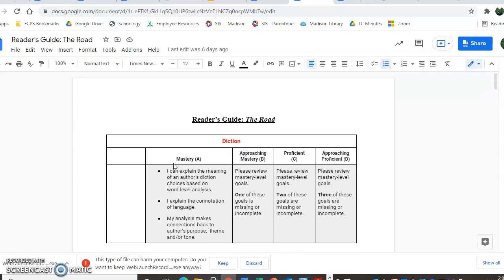So that is the Reader's Guide, just a rundown of what we're heading into in about two weeks with The Road.